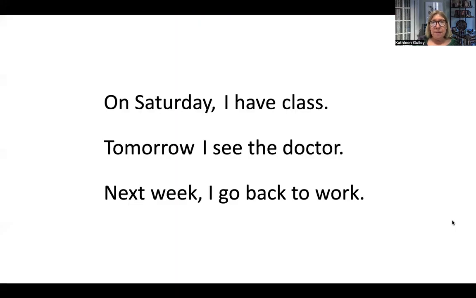If you look at these three sentences, you'll notice that they are actually all in the present tense. On Saturday, I have class. Tomorrow, I see the doctor. Next week, I go back to work. In English, it's really common, especially in spoken English, to use the present tense when you're discussing things that are actually going to happen in the future.